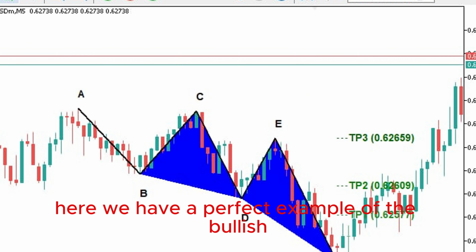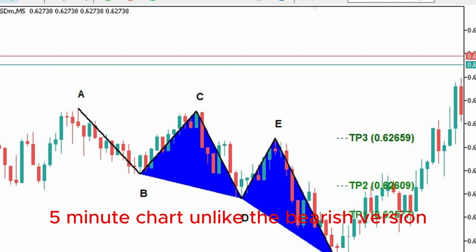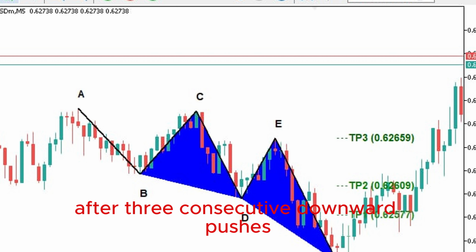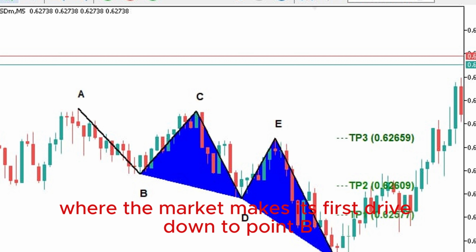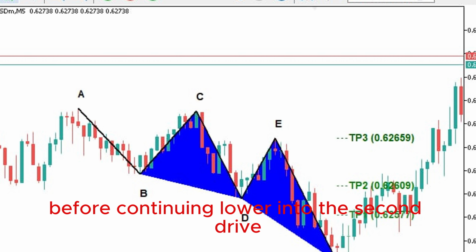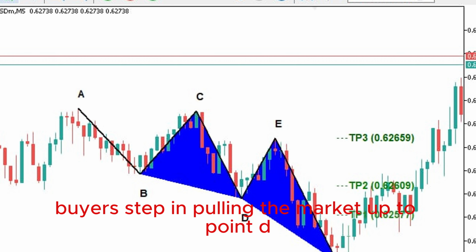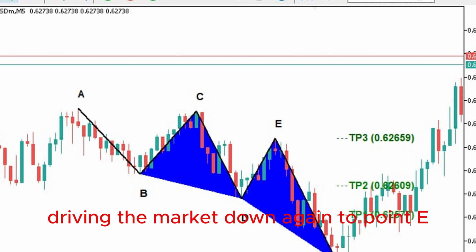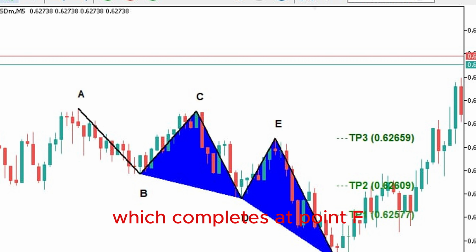Here we have a perfect example of the bullish 3 drives pattern on the AUD/USD 5-minute chart. Unlike the bearish version, this one signals a reversal to the upside after 3 consecutive downward pushes. The structure begins with point A, where the market makes its first drive down to point B. From there, price retraces slightly upward before continuing lower into the second drive at point C. Once again, buyers step in, pulling the market up to point D, but the bears push back, driving the market down again to point E. Finally, we get the third and last drive lower, which completes at point F.